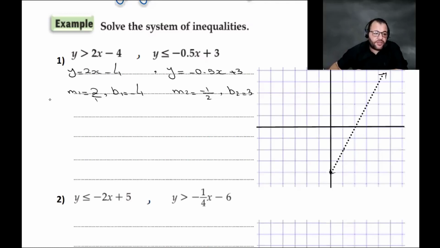And we have another way by using the point 0 and 0. 0 is greater than 2 times 0 minus 4. Is that right? Yes. So we'll shade the part which contains the point 0 and 0. So that is the solution for the first one.